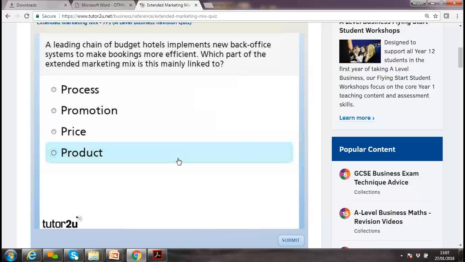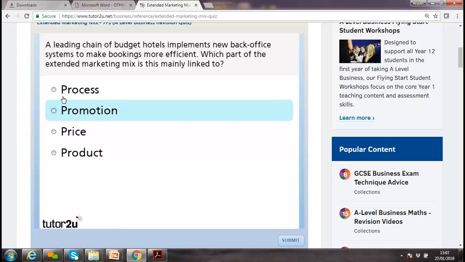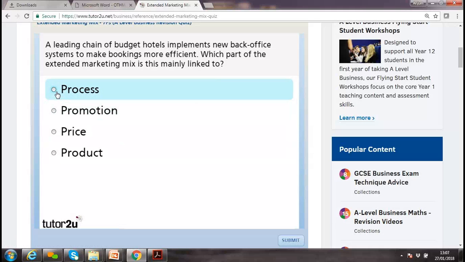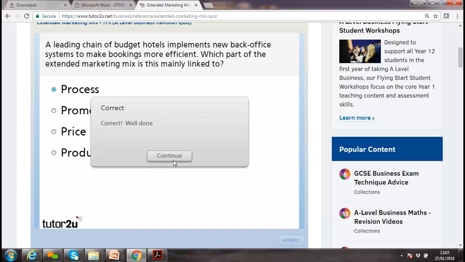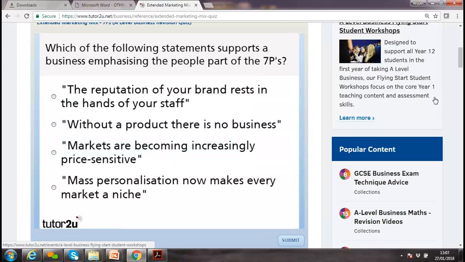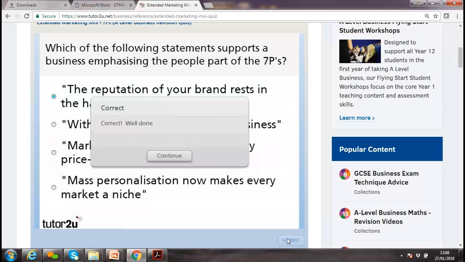Then correct. Okay. Next, a leading chain of budget hotels implements a new back office system to make booking more efficient. Which part of the extended marketing mix is this mainly linked to? Process. Yeah. Well done. Correct. Which of the following statements supports the business emphasizing the people part of the 7 Ps? Yeah, the first one. Well done. Correct. Good.